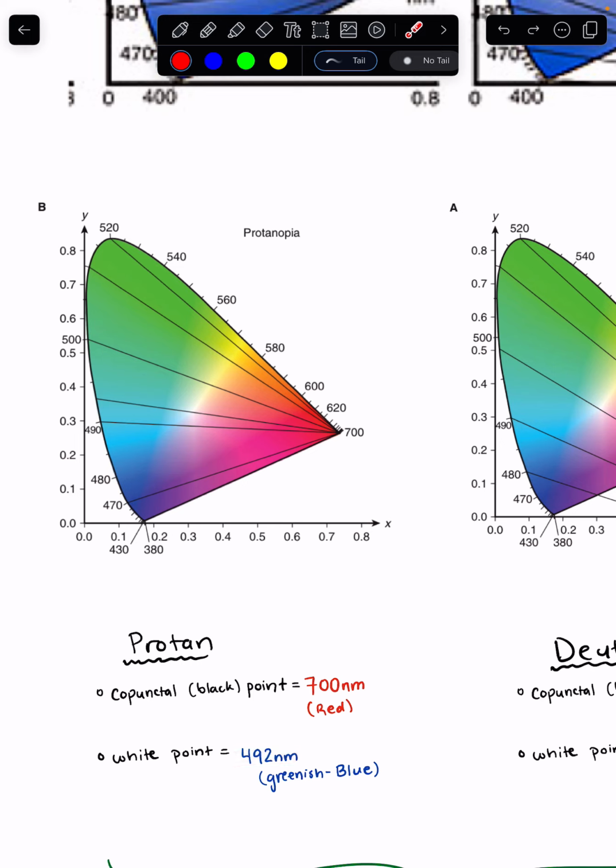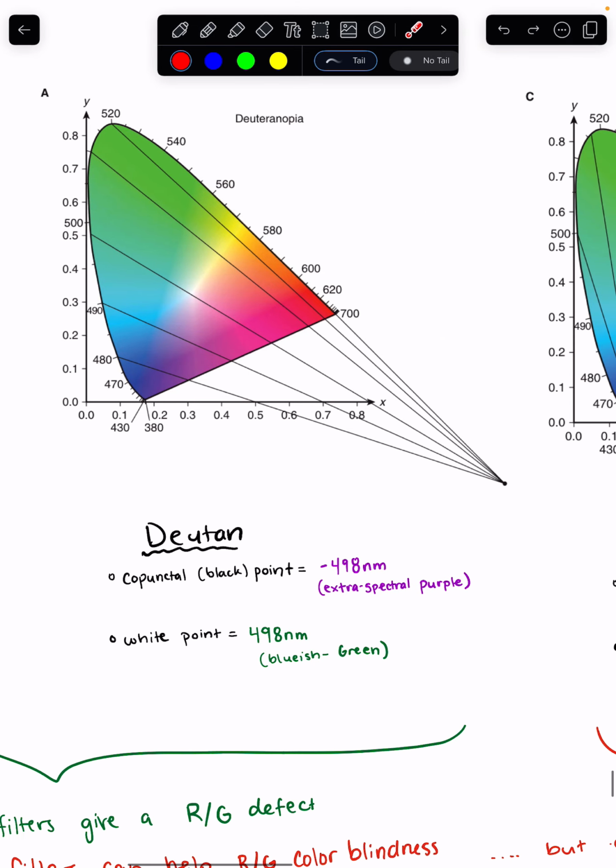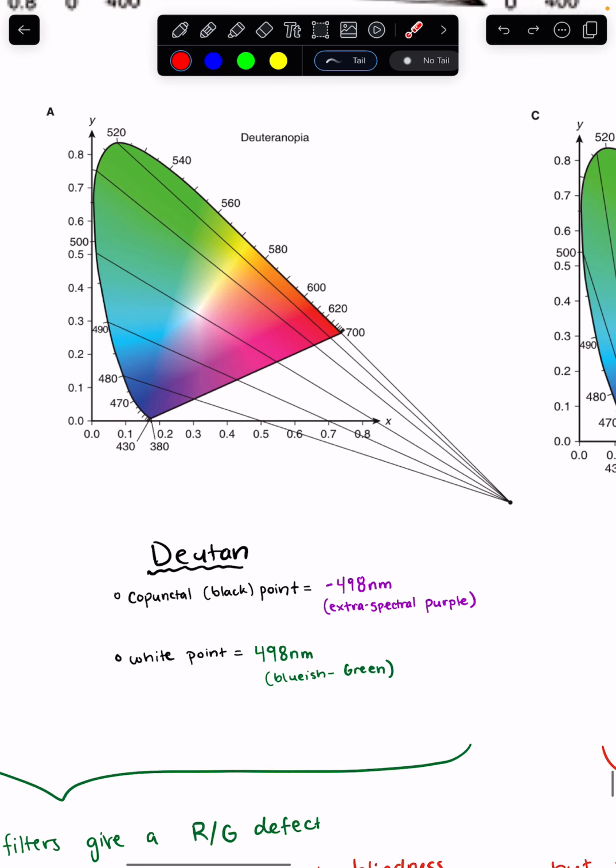So you're going to want to know the black point, the white point. You need to know the wavelength and the color we associate it with, and then the same for the white point. As we look at a deuteranopia or a deutan, this one's kind of weird. We call this the extra spectral plane. And so over here is, we're going to call it extra spectral purple. You can just say purple. And we call it like a minus 498.